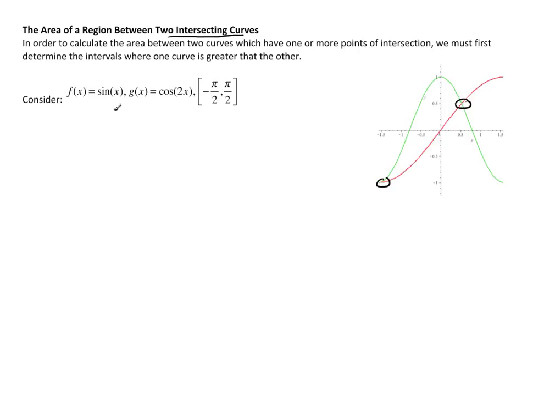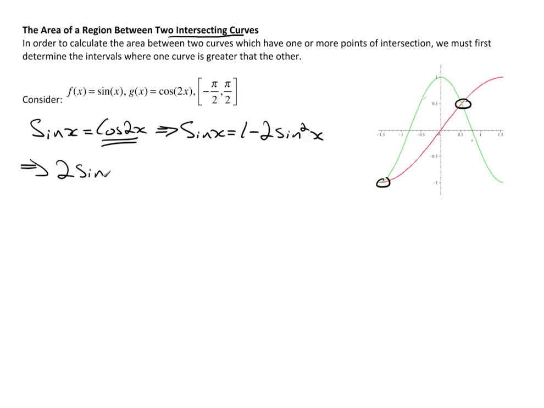So in order to do that, I'm going to take these two functions, set them equal to each other, and solve. So I'm going to have sine of x equals cosine of 2x. Cosine of 2x, I'm going to use an identity for that. This implies that sine of x equals, the identity I'm going to use is 1 minus 2 sine squared of x. That would imply that 2 sine squared of x plus sine x minus 1 equals 0.